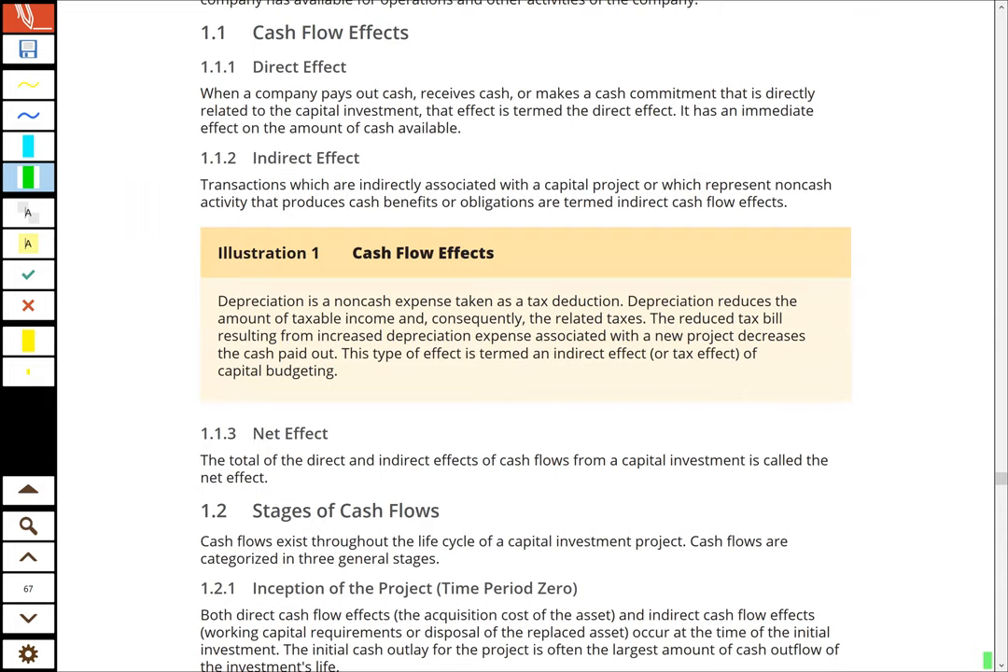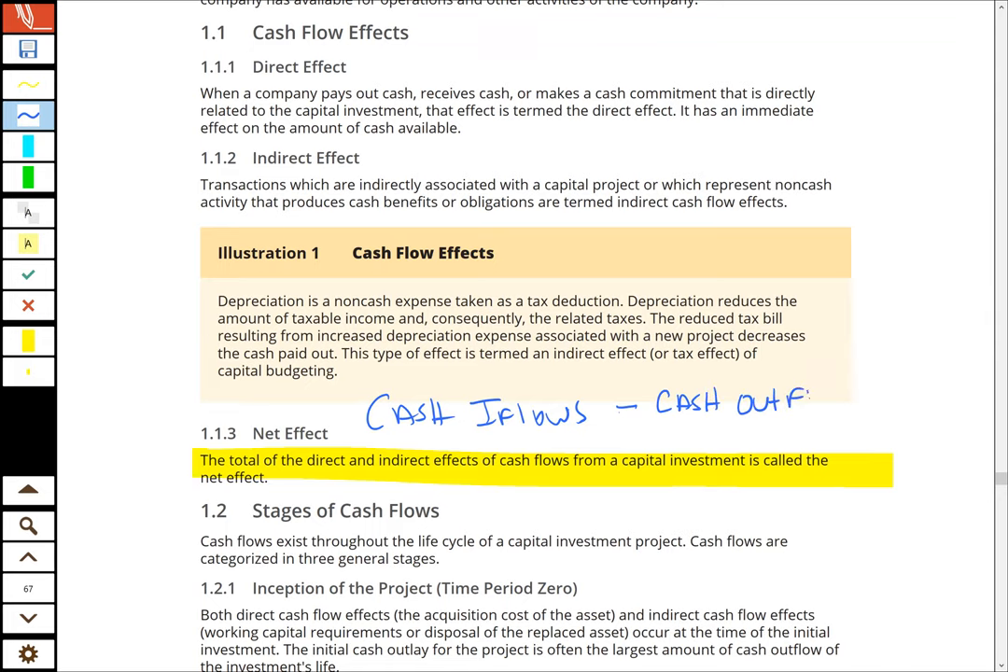Now, when we look at these, we will always look at the net effect of all the cash flows, both direct and indirect, associated with those different options. So I'm just going to have you write down here. We're basically looking at the cash inflows minus cash outflows will equal what? Net cash.